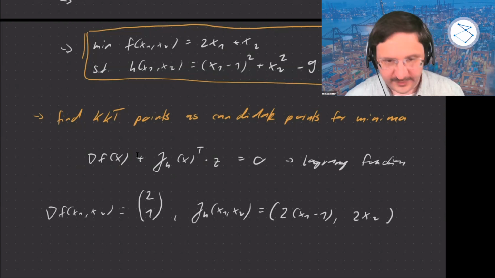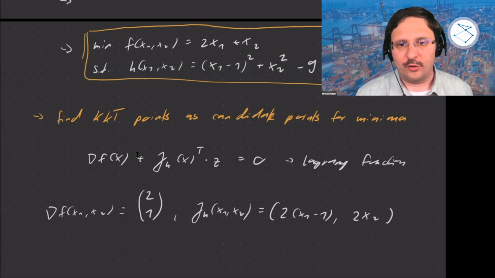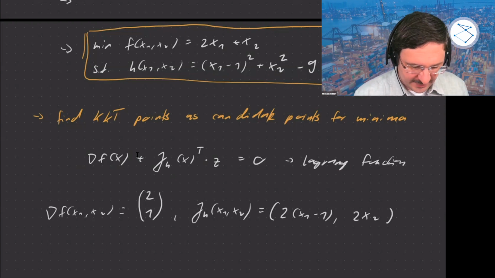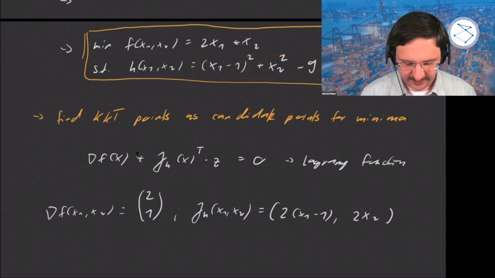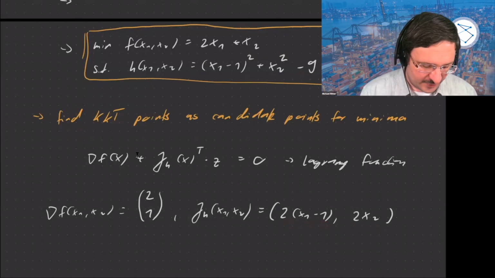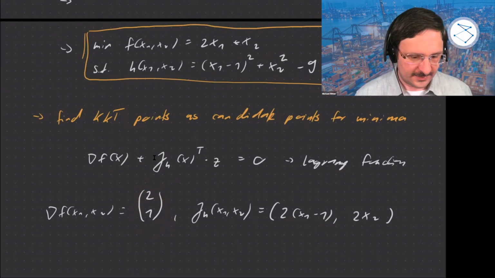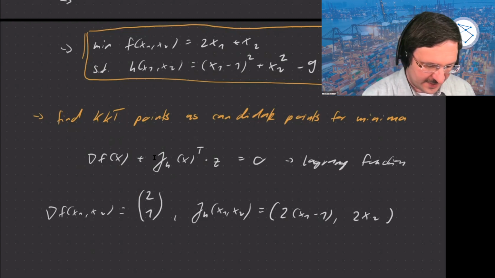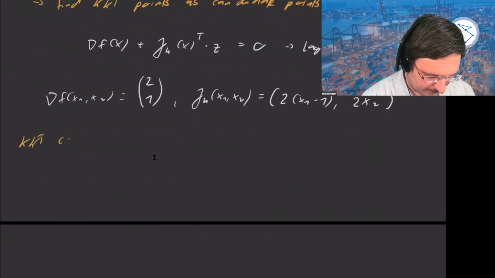And remember, for the Jacobian, we have 1 column per variable or per partial derivative, and 1 row per component. This function only has 1 component here, this one. So we only have 1 row. We have 2 columns. Basically, again, the gradient of a real valued function is the transpose of the Jacobian, right? Okay, so here's our Jacobian. And now we can write down the KKT conditions for this setting here.